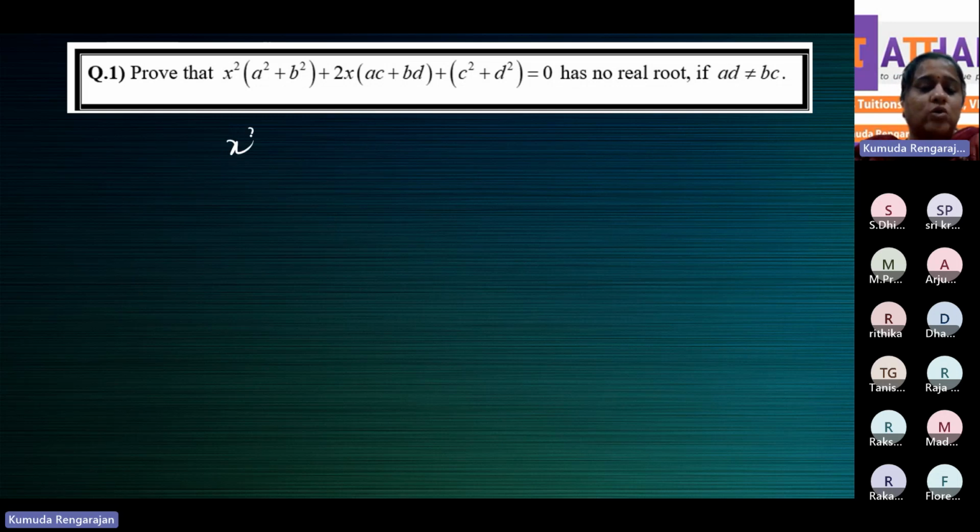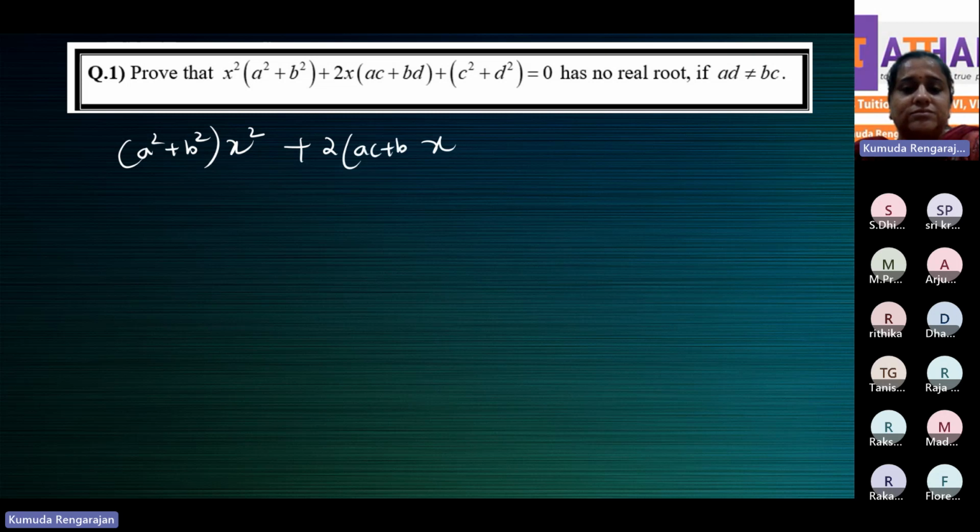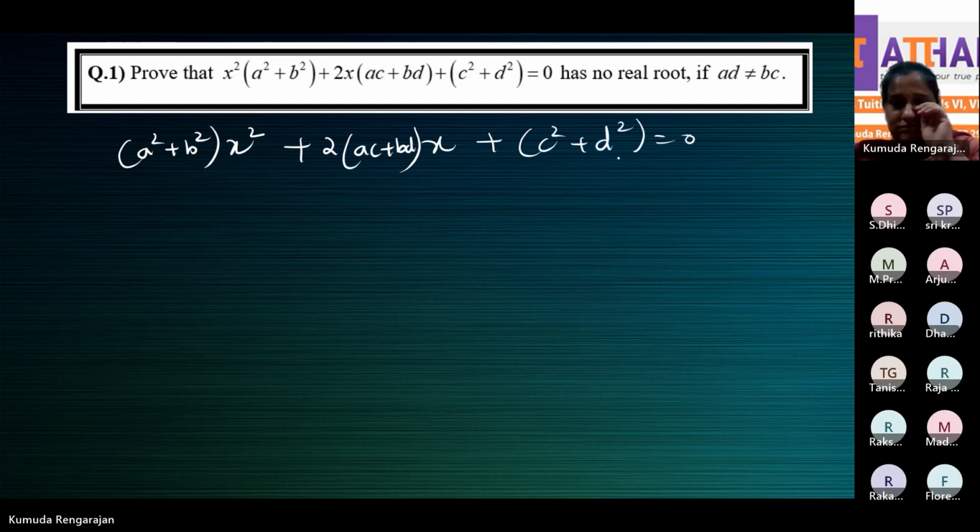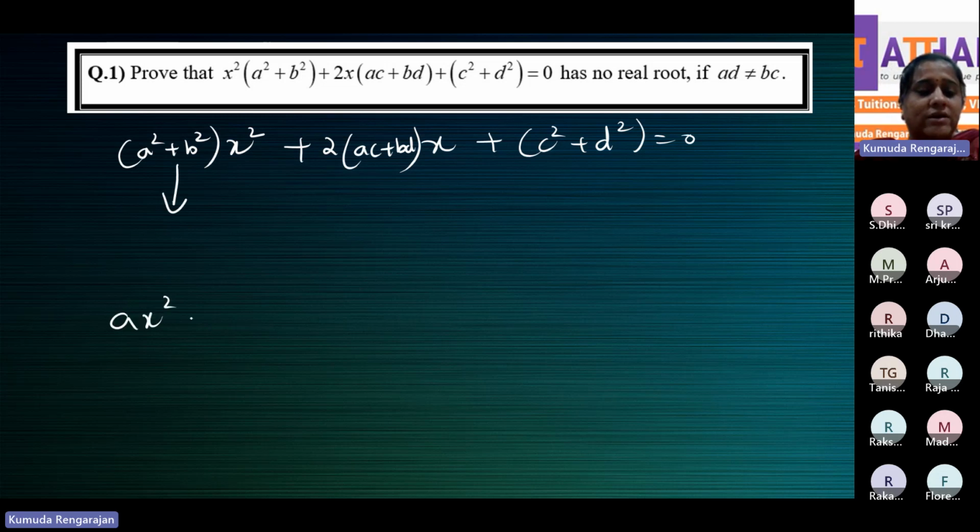So the coefficient of x square is a square plus b square. Then the coefficient of the x term is 2 into ac plus bd. And the constant is c square plus d square. What's the standard form? Ax square plus bx plus c is equal to 0. This is the standard form. A is the coefficient of x square. B is the coefficient of x. C is the constant.